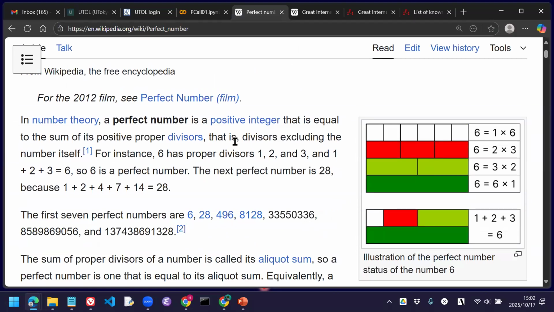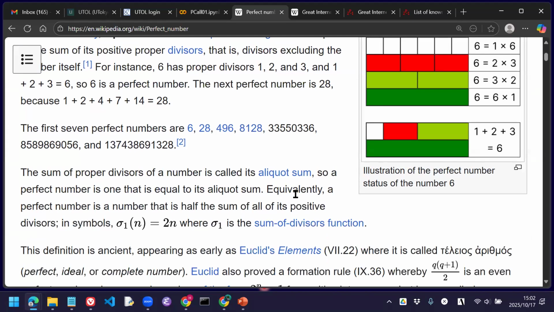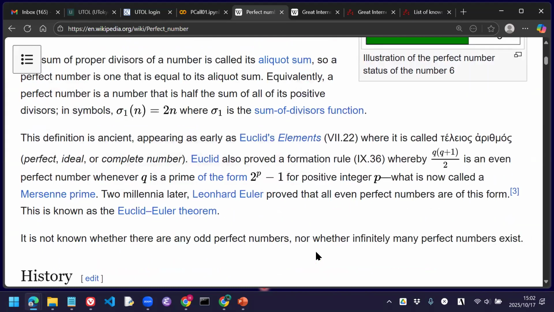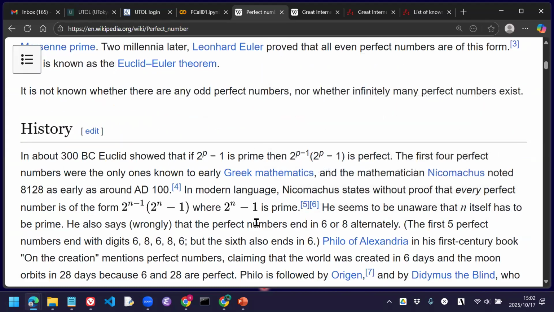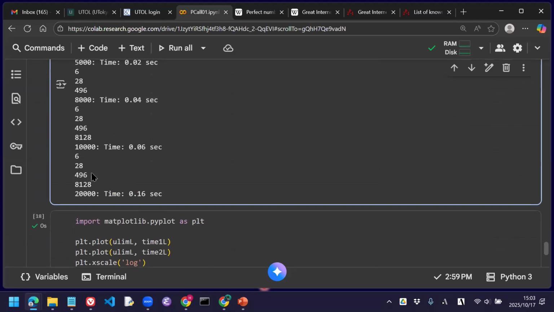A perfect number is a positive integer that is equal to the sum of its positive proper divisors. Proper meaning that excluding the number itself. They are also called the aliquot sum. So a perfect number is defined as a number that is equal to its aliquot sum. Anyway, the first four are 6, 28, 496, 8128.